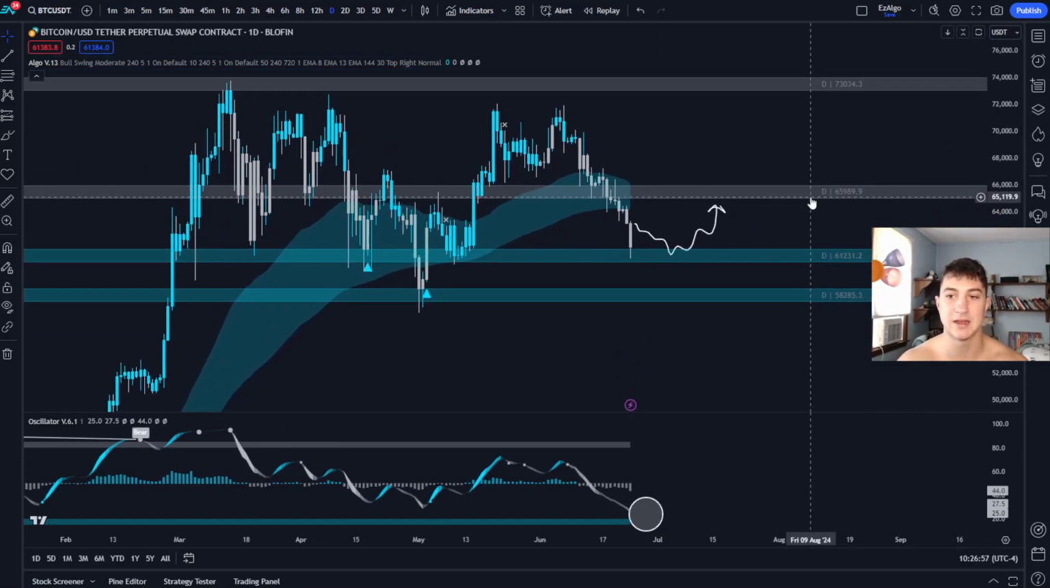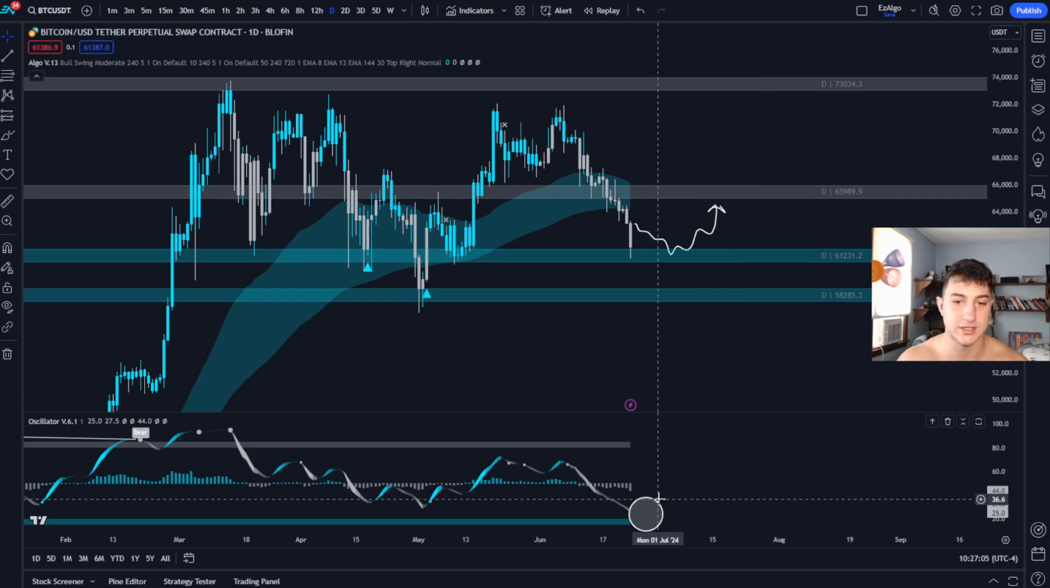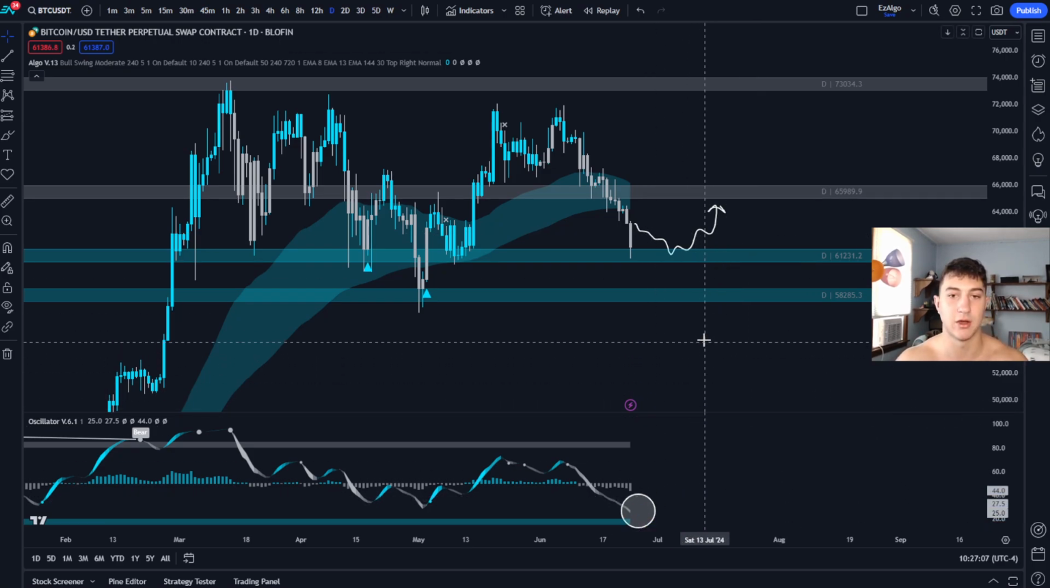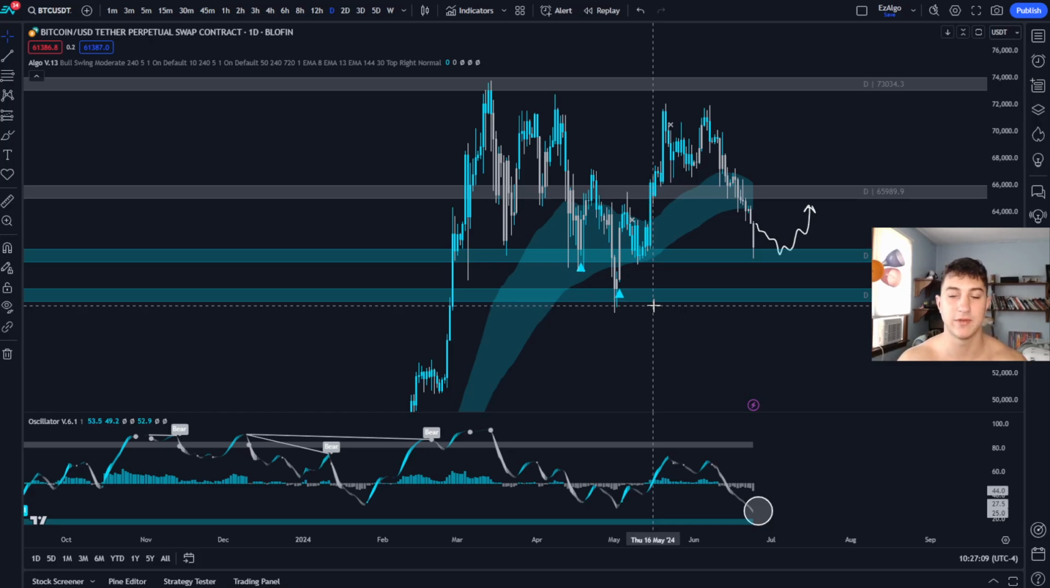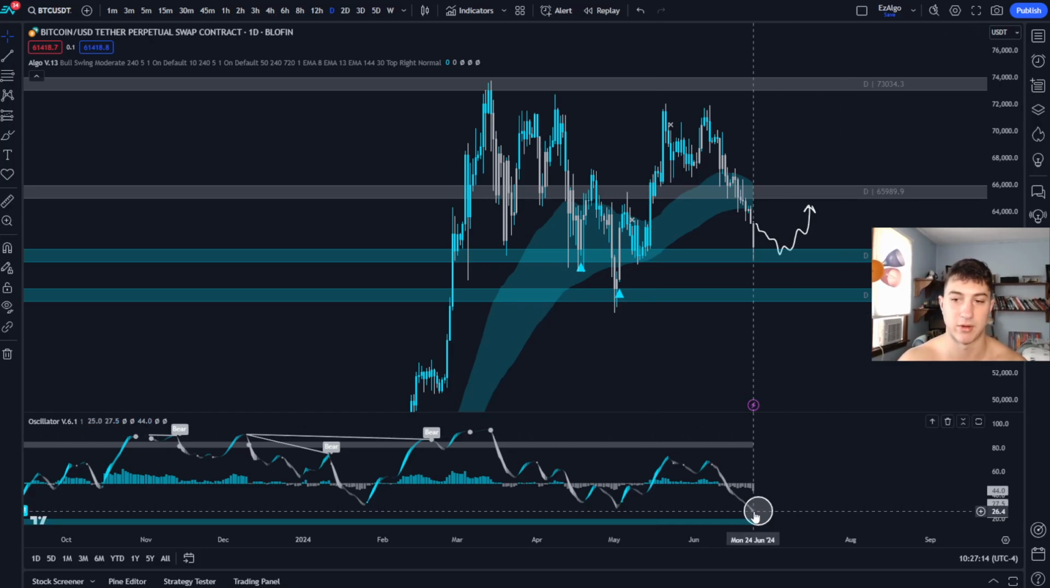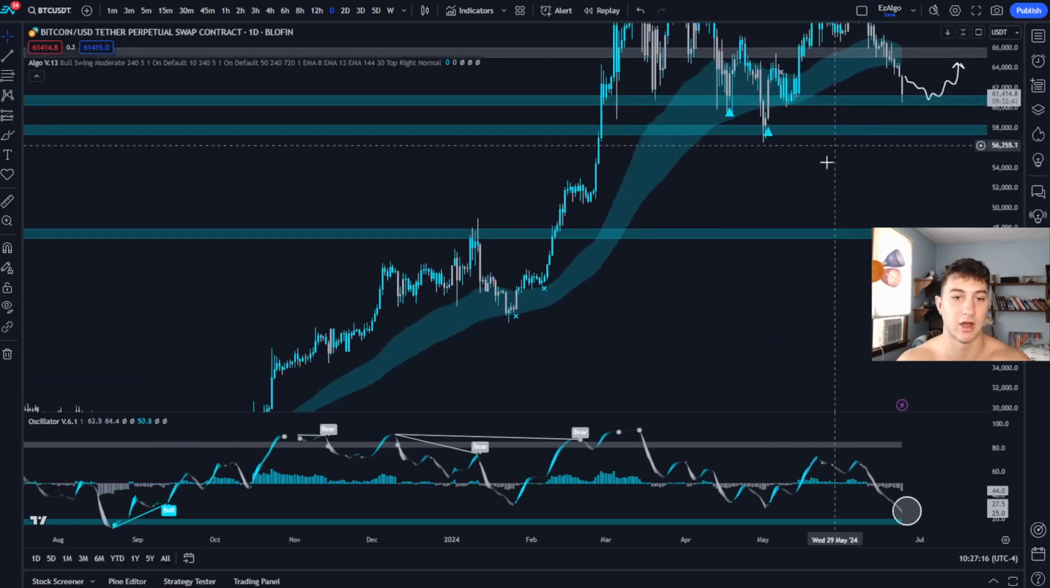Now, does that mean that we hold these range lows? I don't know. You have to treat it as a range until it's broken. At the moment, you should be looking for longs. And even the EZ oscillator is in that oversold zone. Again, if we look back in previous price action, when was the last time that the oscillator was this oversold, at around the 26 level mark here on the EZ oscillator?